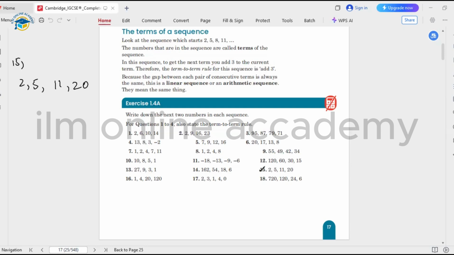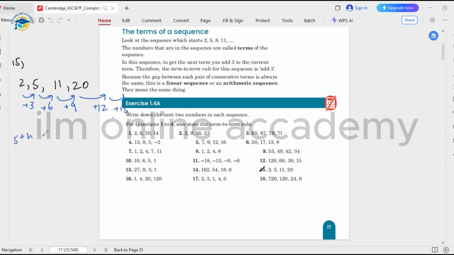Now for this as well, if I find the differences of the terms, I need to add 3 to 2 to get 5. To 5, what I need to add to get 11 is 6. Next, what I need to add to get the next term is 9. So all of the differences that I'm getting each time are multiples of 3: 3 times 1, 3 times 2, 3 times 3. Next, we will have 3 times 4 is 12, 3 times 5 is 15. So these are the terms that we need to add to get the next term.